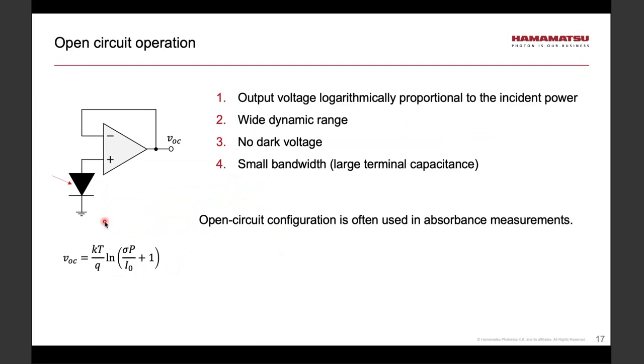So in the next few slides, I would like to show you practical circuits that one can use for these various modes of operation. So in case of open circuit, I would use this voltage follower. This is the operational amplifier. The one advantage is that there is a very high input impedance, allowing us to measure the voltage of the photodiode without loading the device unnecessarily. And as noted here, open circuit configuration is very useful, often used in absorbance measurements.